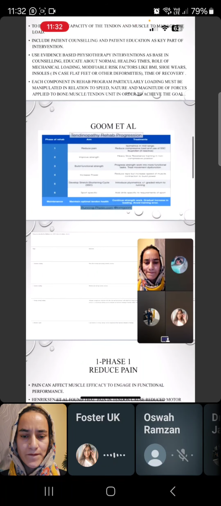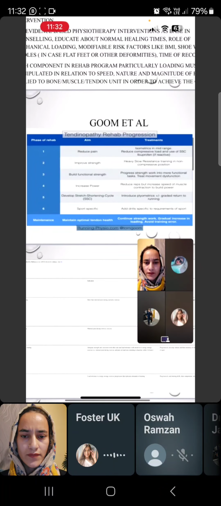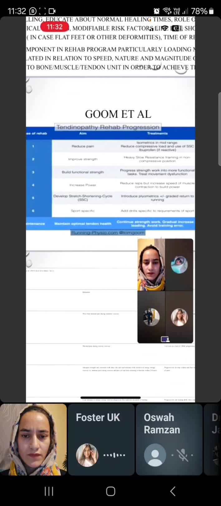Now I'm going back to a table that I have added. So there was a study by Goom et al. I've just completely copy pasted this from Physiopedia. So I thought if I discuss that, then it will make more sense. So this is a general summary of your rehab protocol. The first phase is about reducing the pain. So isometrics in the mid range.